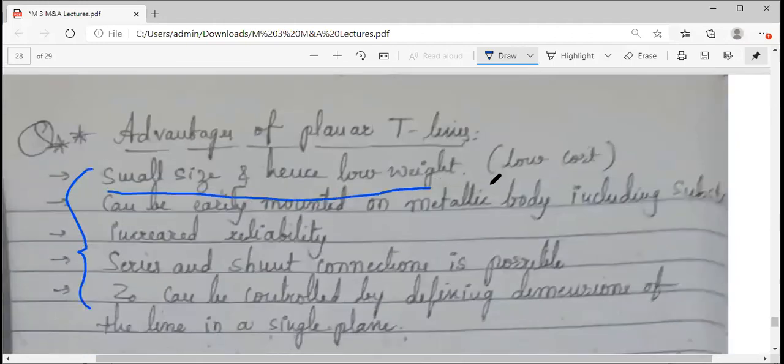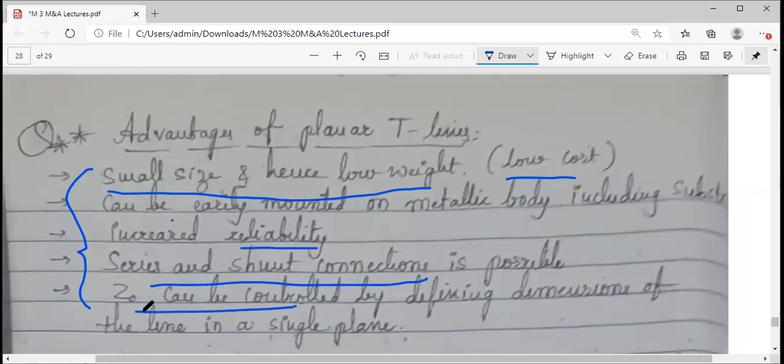Small size and low weight. Because of this, low cost. That is one of the advantages. And some of the advantages we have already listed just now. More reliability, and the production cost will be decreased. Then the series and parallel connections will become easy because of the different types of connections and out of these 4 different lines.